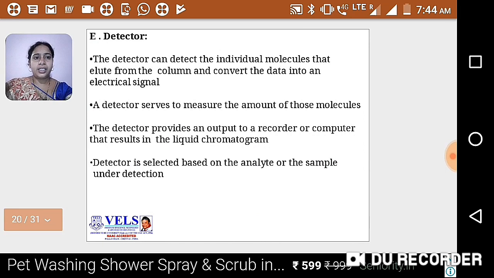Coming to the detector. The detector can detect the individual molecules that elute from the column and convert that data into an electrical signal. A detector serves to measure the amount of those molecules. The detector provides an output to a recorder or a computer that results in a liquid chromatogram. Detector is selected based on the property of the sample under detection.